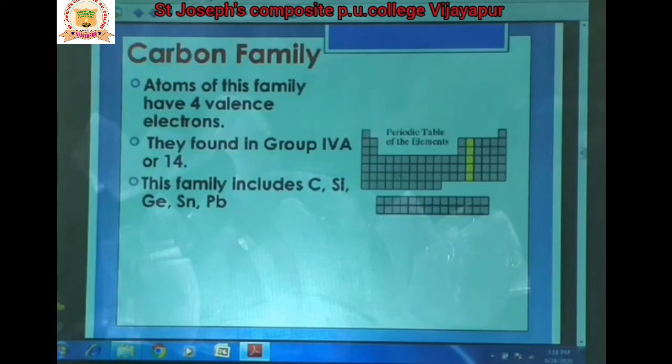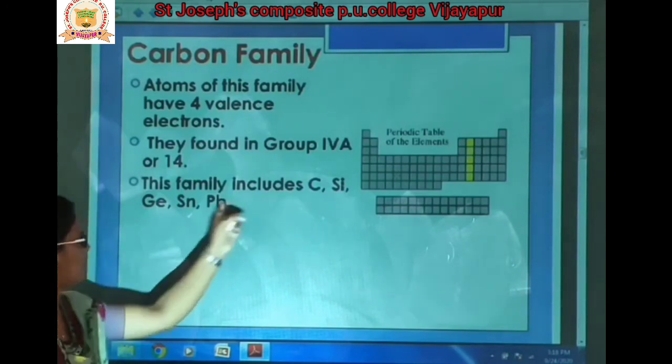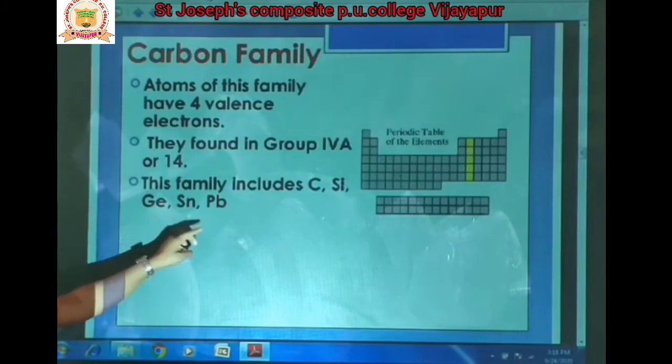They are found in group 14 or the 4A group. This family includes carbon, silicon, germanium, tin and lead.